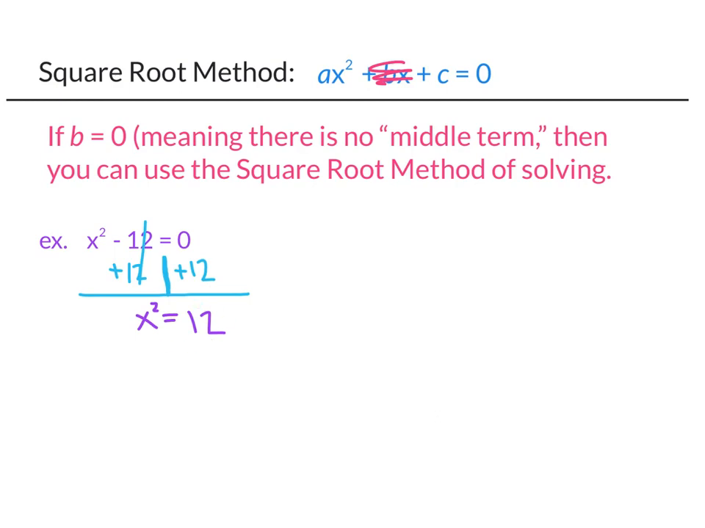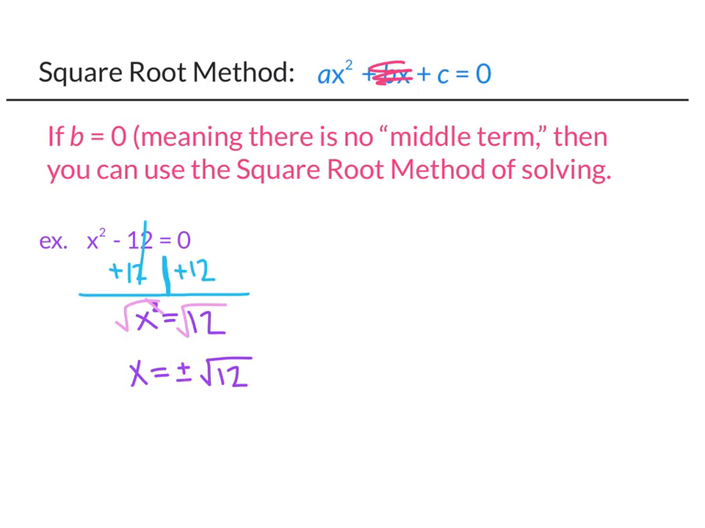So now I have to decide, how do I get x by itself? How do I undo squaring something? To undo the squaring, I'm going to square root both sides. Now remember, when you square root both sides, the square root was not originally in the problem. Therefore, do not forget your plus or minus. Hopefully you remember that from Algebra 1.